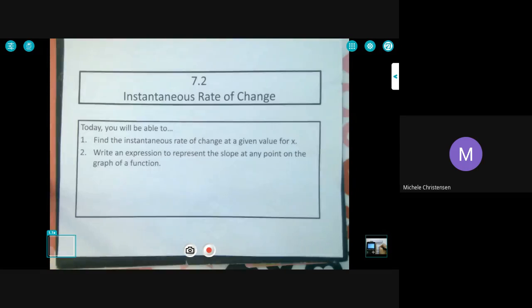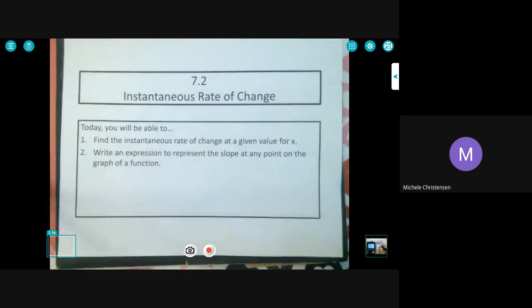Hey everybody, today we are talking about Unit 7.2, Instantaneous Rate of Change. So we left off our last lesson looking at the difference between average rate of change, which happens over the course of 2 points, and instantaneous rate of change that happens at one specific point, because the distance between those original 2 points is so incredibly small, it's essentially approaching zero, making it 1 point.